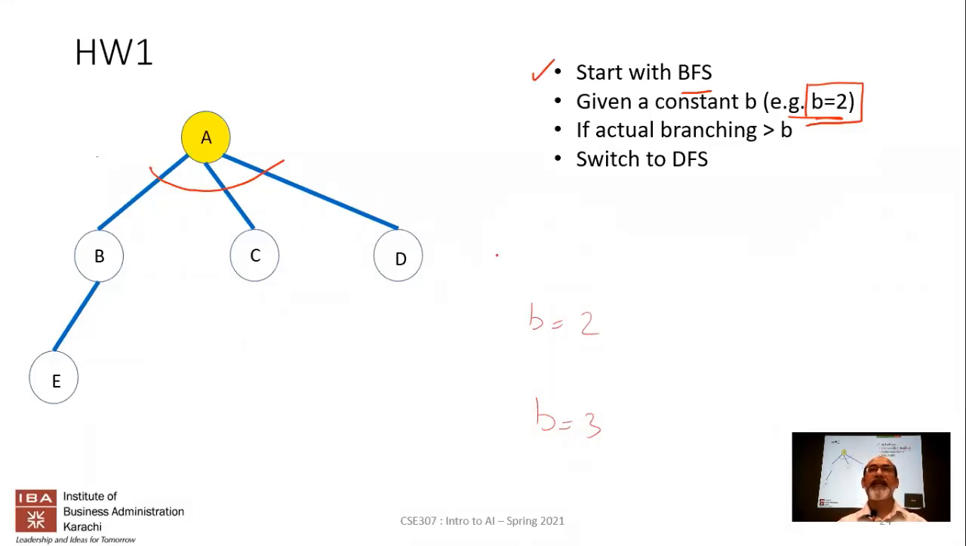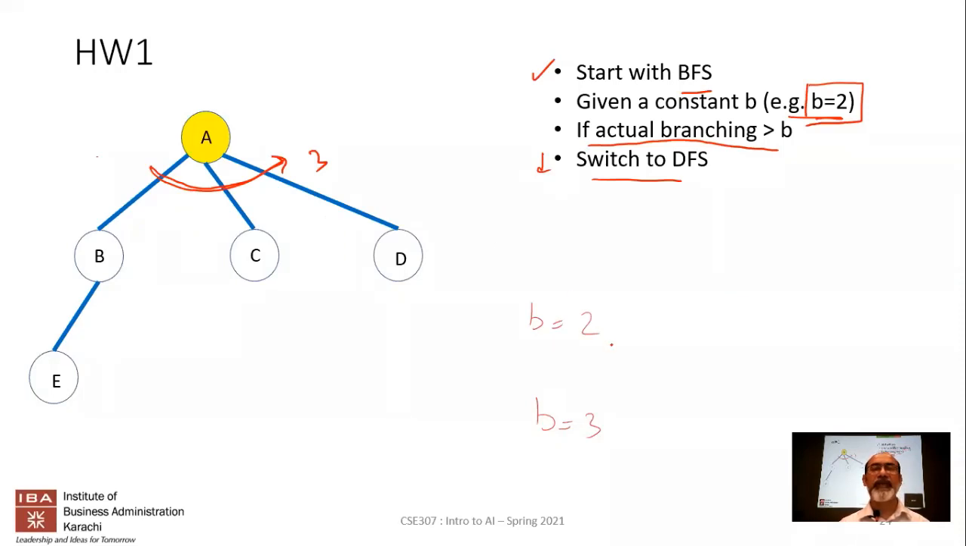If you look at the branching factor at the root level, in this case, what is it? It's 3, right? And the algorithm says if the actual branching at that level is greater than the limit that we specified, I want you to switch to DFS. Does that make sense?